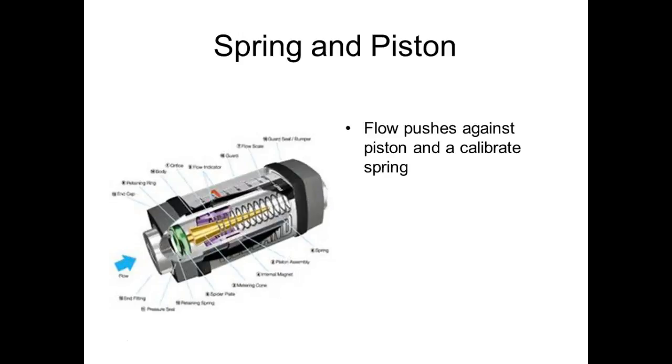So this is what we call a spring and piston. What we have on a spring and piston, we have a calibrated spring. And then when the flow comes through, it does what? Pushes against this piston, causes this right here to move. And then what we do is we either have a scale on here that indicates the motion. Now what this is, I don't know if you can see it. I think this is actually a magnet.